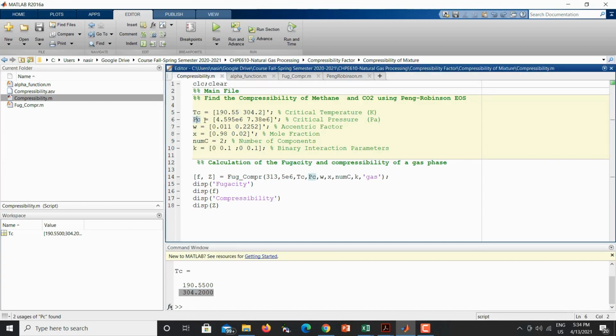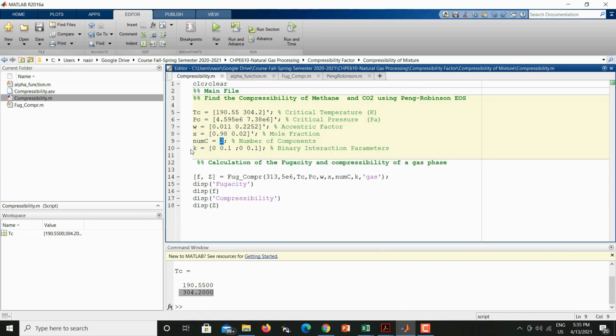Similarly, the critical pressure for both gases will be put inside brackets and shown up here. And similarly, the eccentric factor for both gases will be shown in brackets. The composition of this gas, for example in this case, is methane 98% and carbon dioxide 2%. We put them inside brackets, and the number of components in this case is 2. You can have multiple components; if you want 3 or 4 or 5, you can put them.